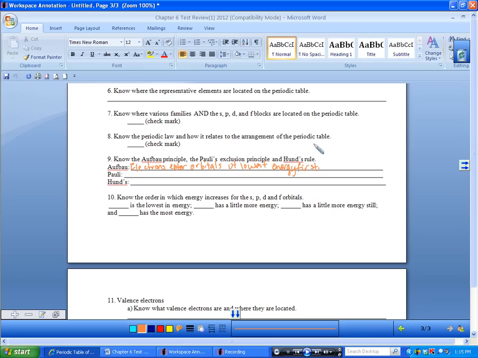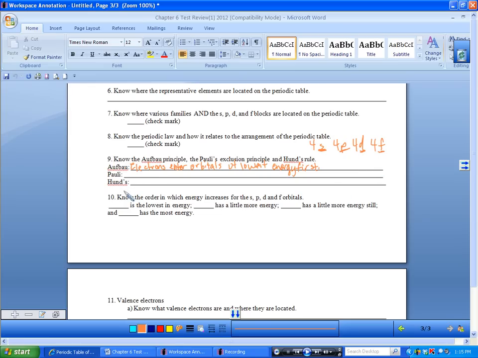So if I have electrons on the 4th energy level, they can enter 4s, 4p, 4d, 4f, but they have to go into 4s first because it has the least amount of energy. After they fill up the s, they can go to the p. After they fill up the p, they can go to the d. After they fill up the d, they can go to the f.